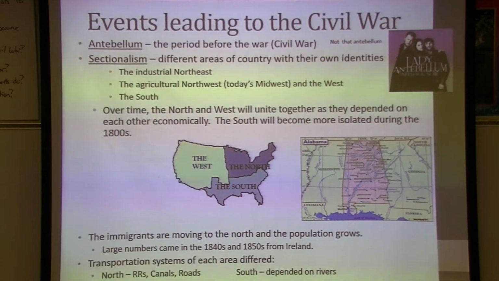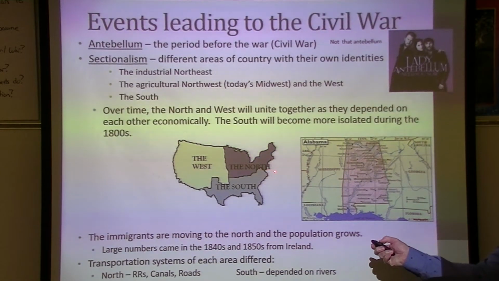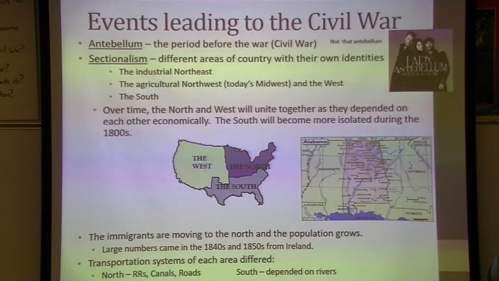Meanwhile, transportation, the North, where I said, was being interconnected, the North and the West, where there were railroads that were connecting these together. There were roads before that time period, going back to the American System of Henry Clay and the Whigs.